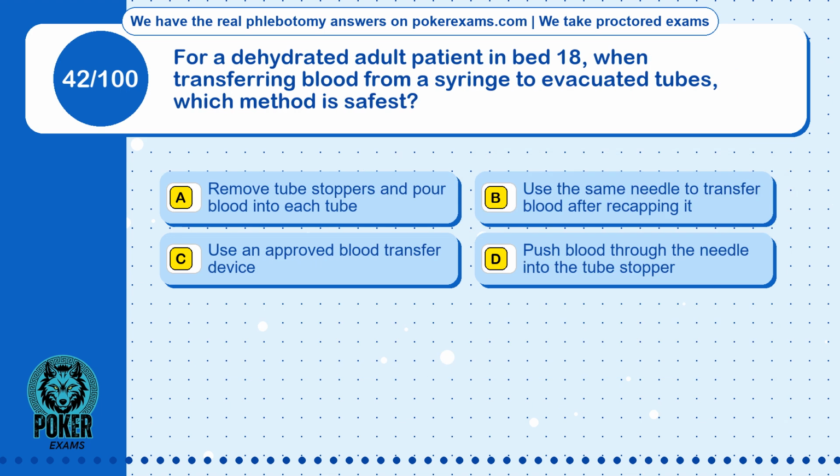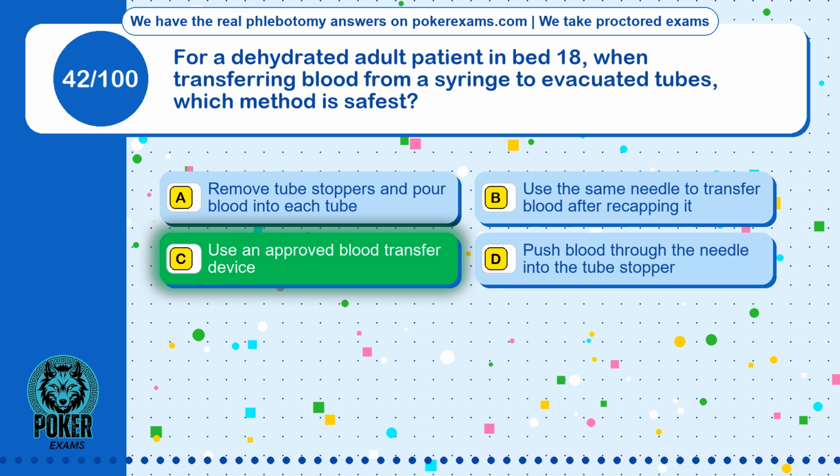Question 42. For a dehydrated adult patient in bed 18, when transferring blood from a syringe to evacuated tubes, which method is safest? Option A. Remove tube stoppers and pour blood into each tube. Option B. Use the same needle to transfer blood after recapping it. Option C. Use an approved blood transfer device. Option D. Push blood through the needle into the tube stopper.